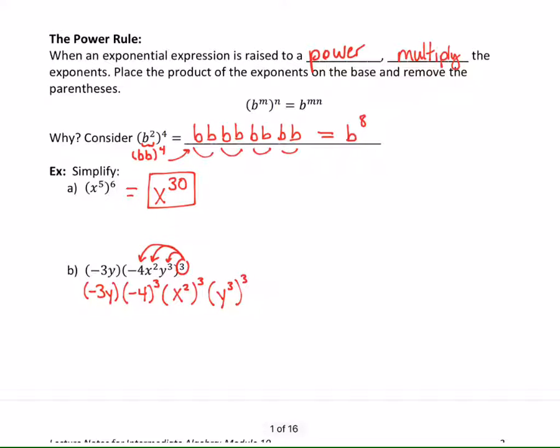And I think it's helpful to go ahead and write it out, and then we can take each one of those individually. I'm going to keep the negative 3y just out front. What is negative 4 raised to the third power? It's negative 4 times negative 4 times negative 4.